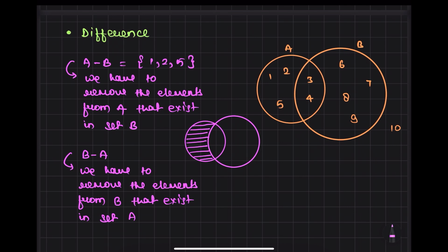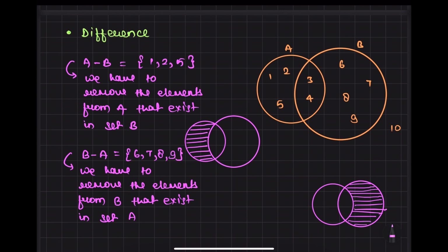So if you'll observe B minus A, your observation will be what? You have to remove the elements from set B that exist in set A. So your point of observation will be this room. Okay. So whatever stays in this room, you have to mention those things. So it is 6, 7, 8, 9. Okay. I hope difference is also clear.